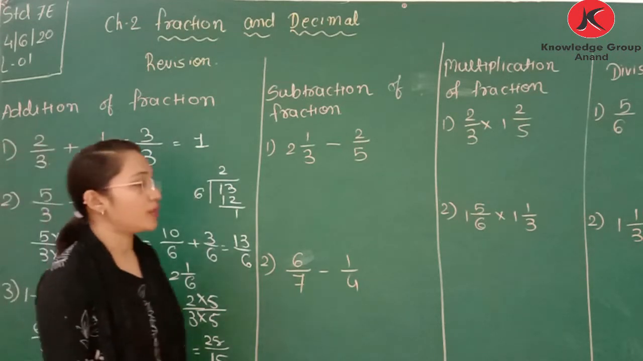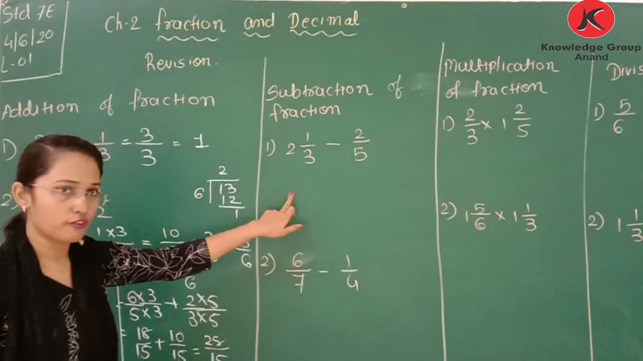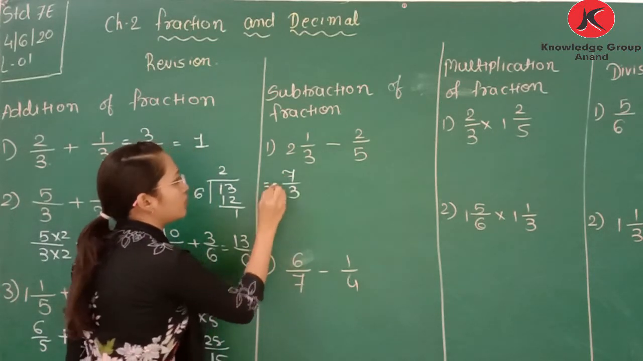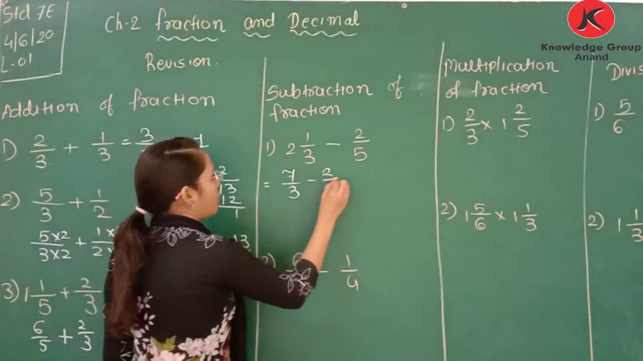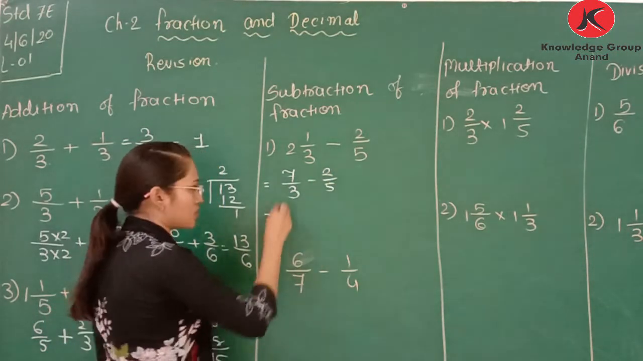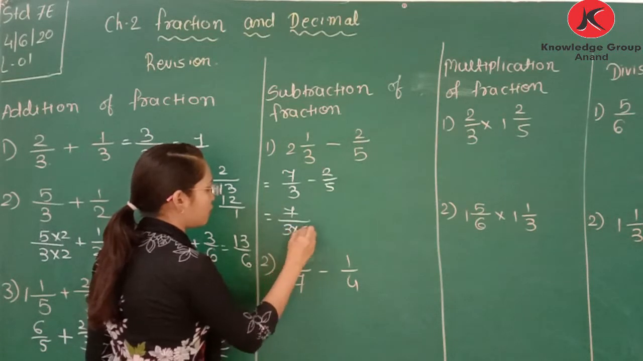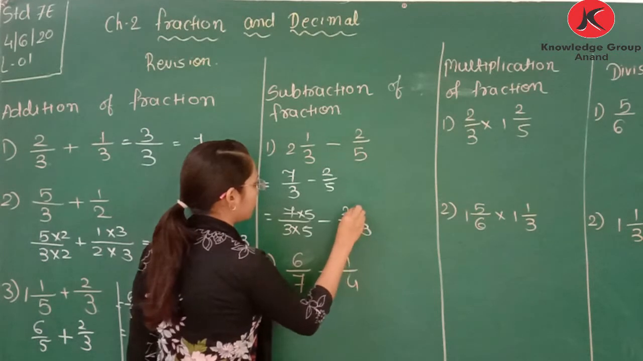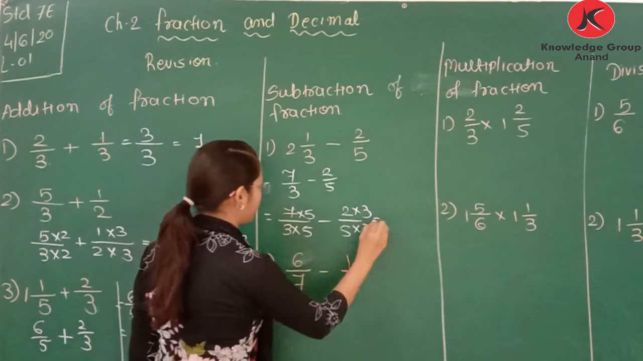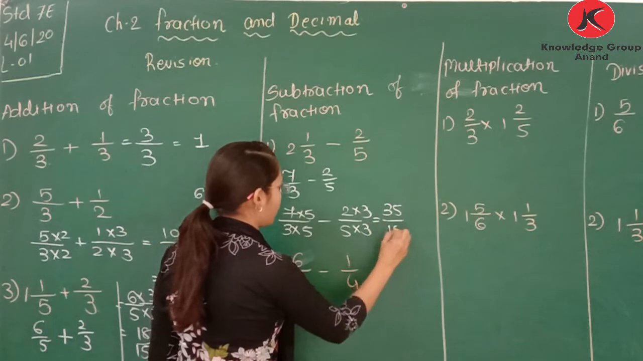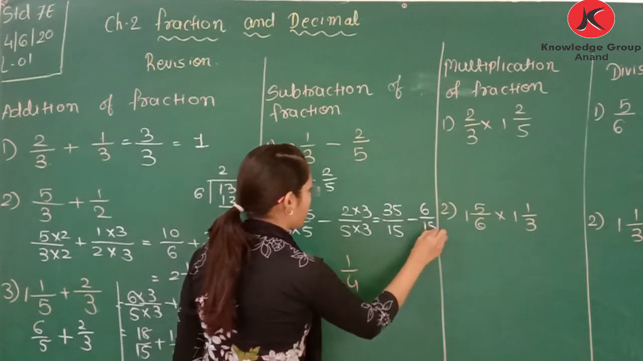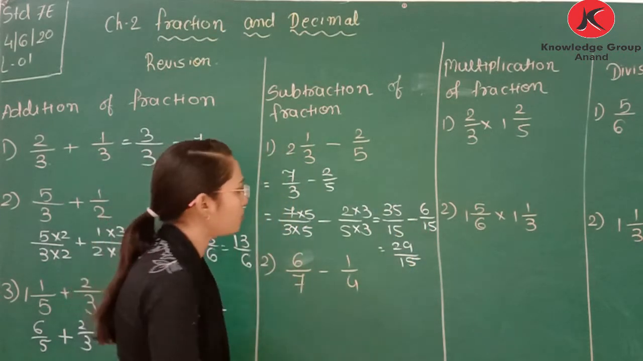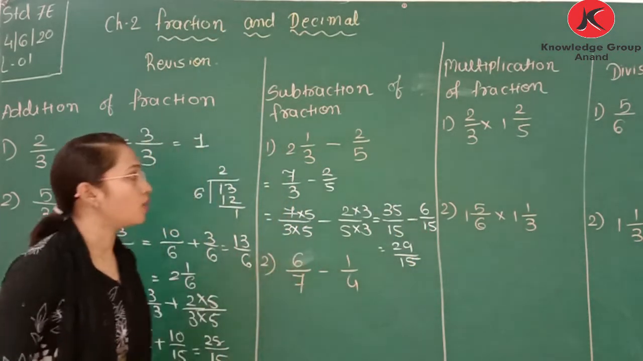Okay, subtraction of fraction. Then we learn subtraction of fraction. So in that, 2 3s are 6 plus 1, 7/3 minus 2/5. Again LCM is 15. So 7/3 needs to multiply with 5 and 2/5 multiply with 3. So you will get 35/15 minus 6/15, that is 29/15. Clear? This way you can solve the example of subtraction.